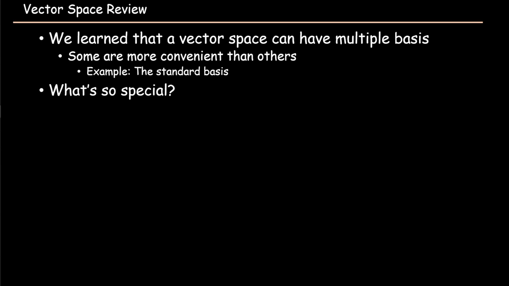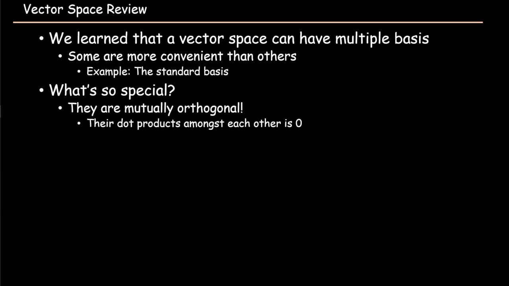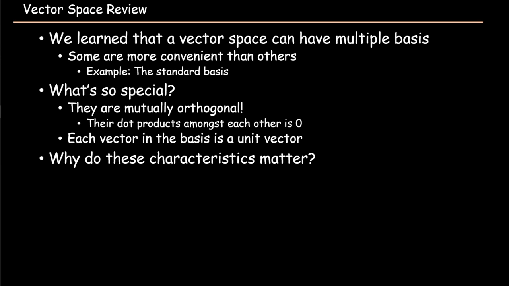So what's so special about bases? Other than being able to create all the vectors in the vector space, another thing is that they can be mutually orthogonal. What that means is that if you take the dot product amongst each other, it should be equal to 0, so they are perpendicular to each other. And each vector in a basis can be a unit vector. That's some of them, not all of them. Some vectors in the basis are unit vectors, others are not. But in the case of the standard basis, they are mutually orthogonal, and the vectors in the basis are unit vectors.